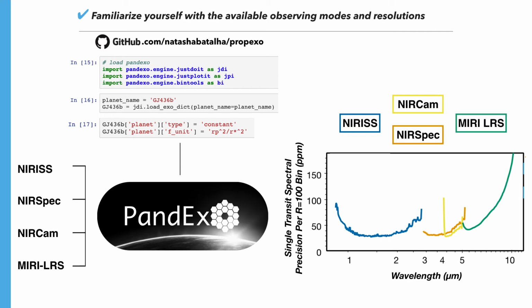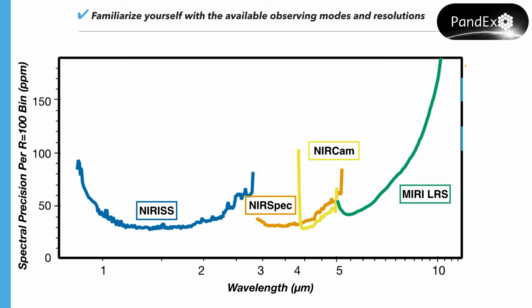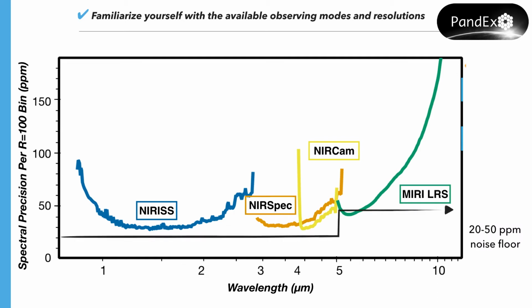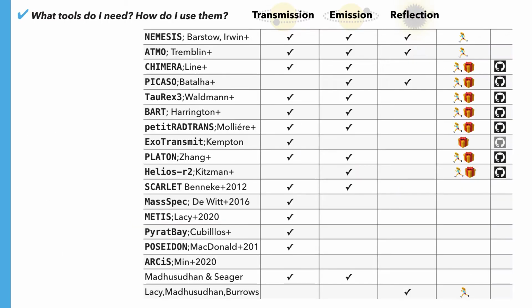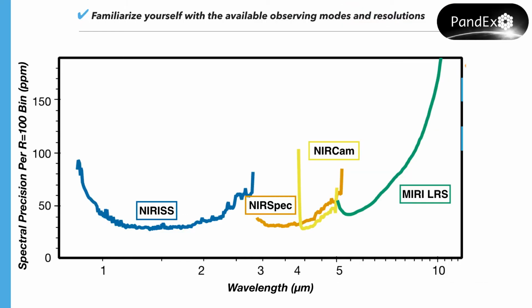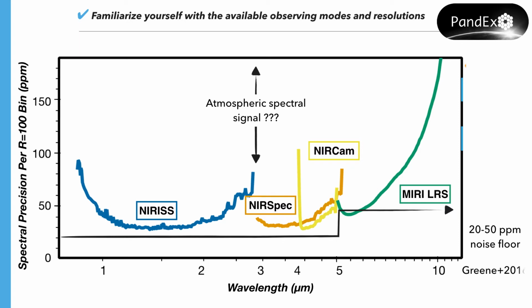So let's look at this precision plot a bit more in depth. The reference people usually use for sort of gold standard precision is the 20 to 50 ppm noise floor that was cited in Tom Green's 2016 paper. So we can immediately see that this target has potential for atmospheric success. Of course, the big question mark is still what the atmospheric signal actually is, and this is where the radiative transfer models really come into play.